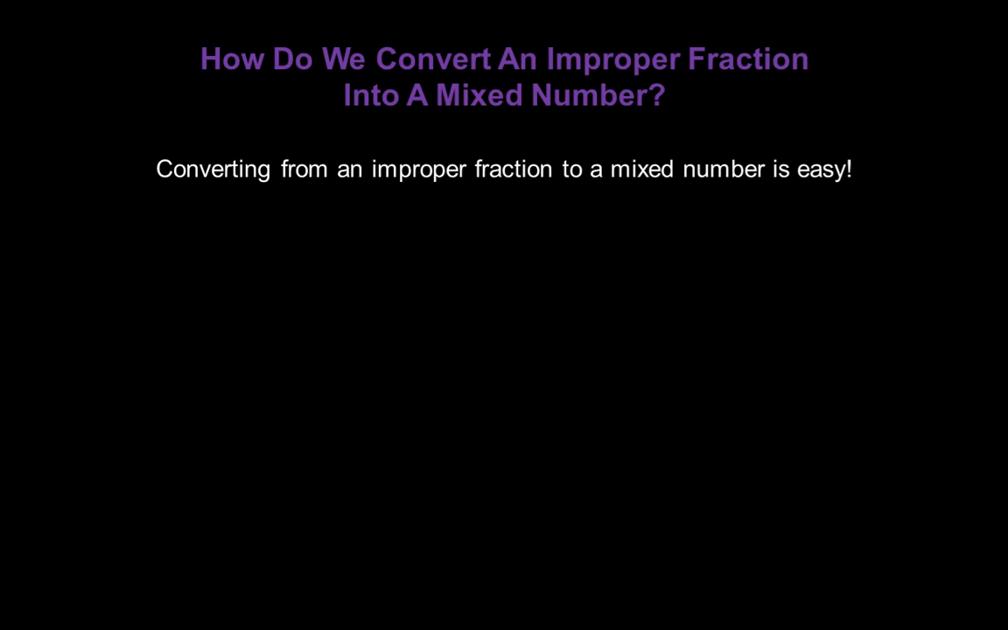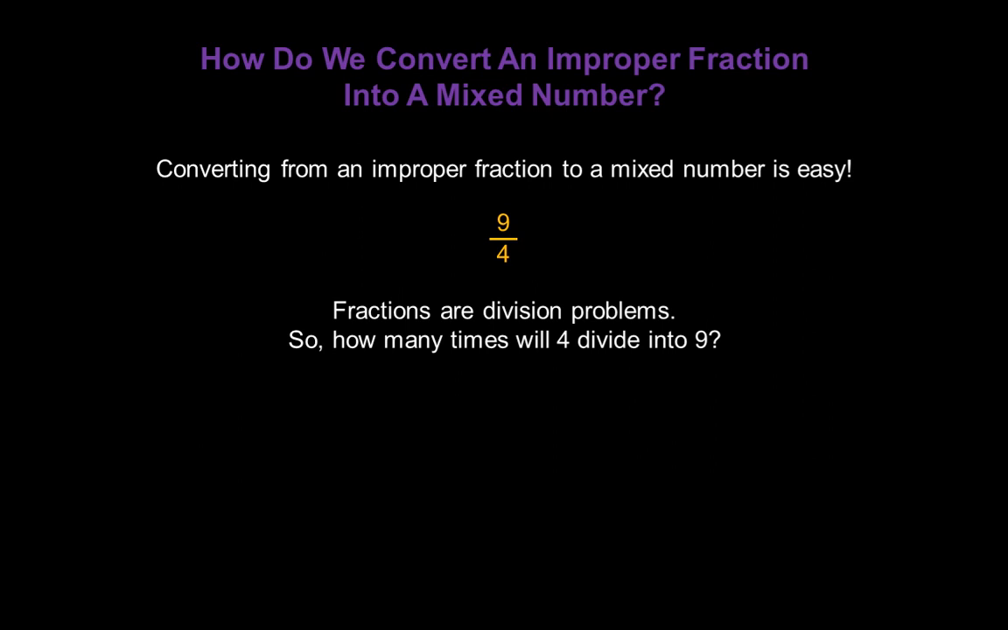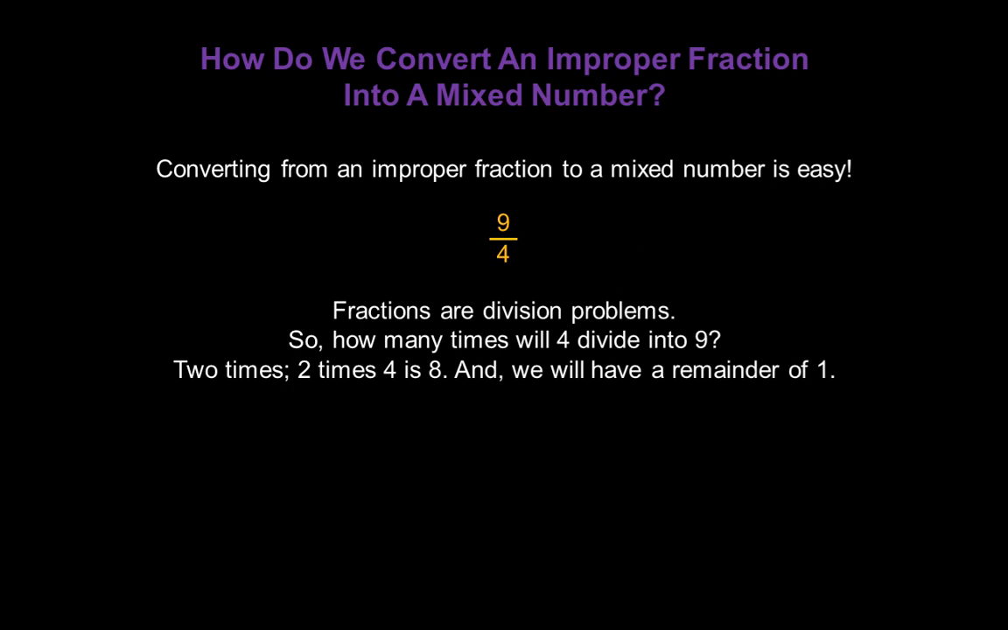Converting an improper fraction to a mixed number is very easy. Let's take our original improper fraction, 9/4. Now, fractions are division problems. So, how many times will 4 divide into 9? 2 times, because 2 times 4 is 8, and we'll have a remainder of 1.